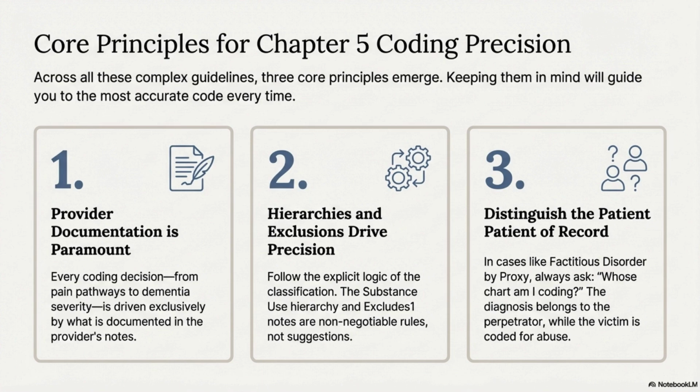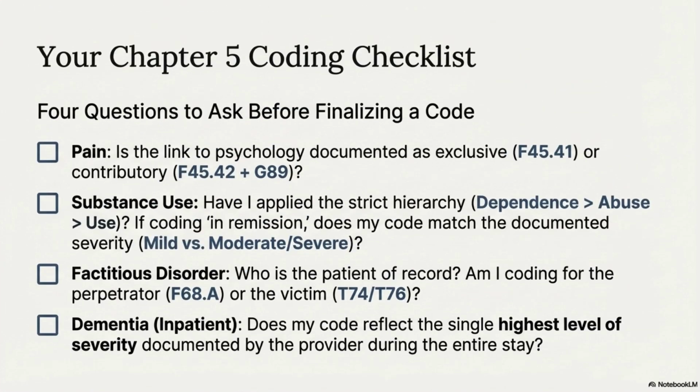And finally, here's your Chapter 5 checklist, the 4 questions to ask before finalizing a code. Is the pain psychological, contributory, or both? Did I apply the substance use hierarchy correctly? In factitious disorder, am I coding the perpetrator or the victim? And for dementia, does my code reflect the highest documented severity? Keeping these questions in mind will help you code Chapter 5 conditions with accuracy and confidence.